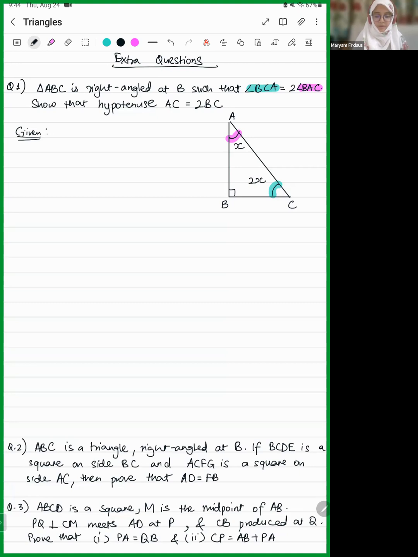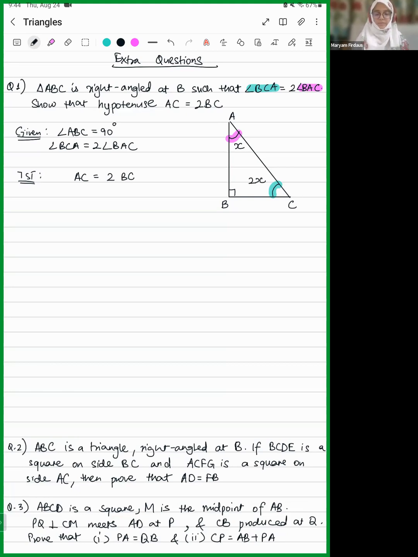So given, two things are given. Angle ABC equals 90 degrees. And the second thing that is given to us is angle BCA is equal to twice of angle BAC. We have to show that AC equals twice of BC. So the question is clear to everyone? Yes, ma'am. Okay.